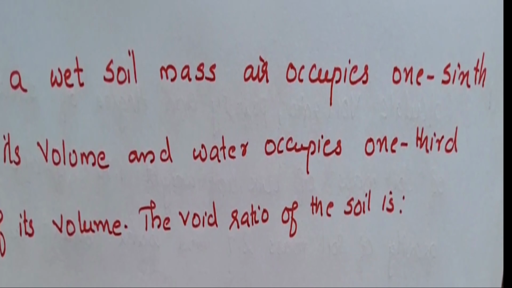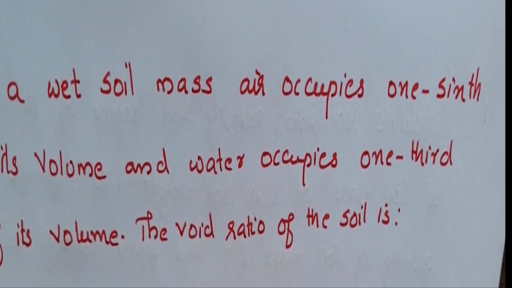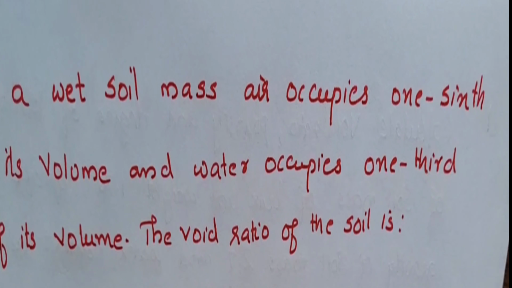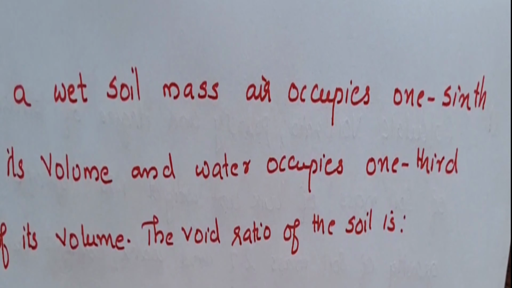Next question. In a wet soil mass, air occupies 1/6 of its volume and water occupies 1/3 of its volume. Then find the void ratio of the soil.